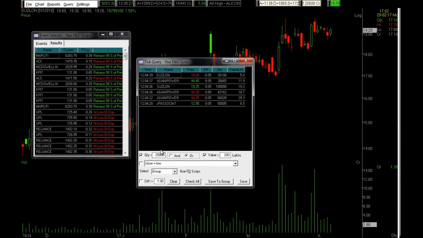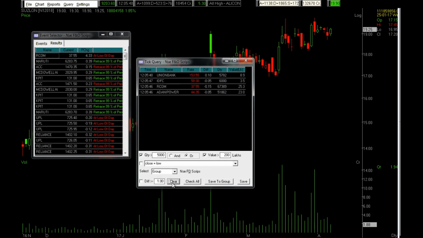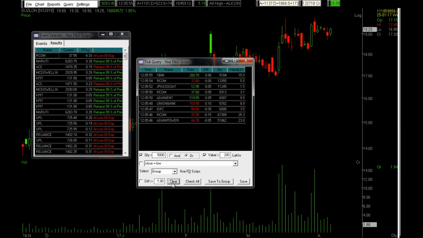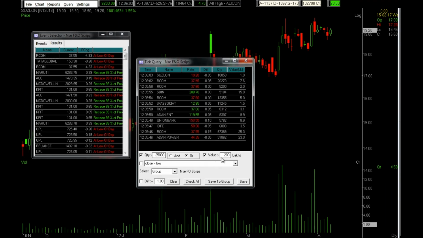So this tick query will help me to understand in which stocks high volume trades are happening in just one tick. Okay. Now, if you think 25,000 is too much, you can keep it to 5,000. If you drop the filters, too many stocks will start cropping up. So it completely depends on you, how much value and quantity you want to put, so that you don't get too many stocks, so that you will lose track. So I use 25,000, one tick, and then over 2 crores.